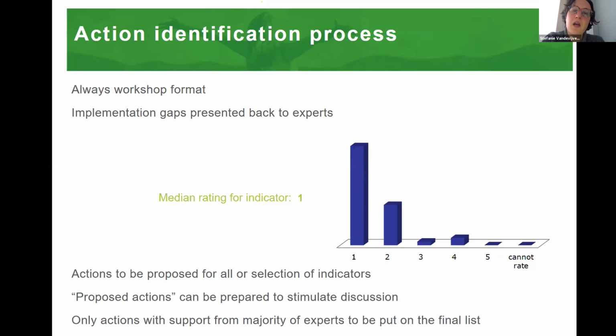The next step is then identification of actions, which is always in a workshop format. This is not online or experts individually. What we ideally want is some good discussion and some kind of consensus of what are the key actions that the expert panel wants to put forward for implementation by the government. And they do use the implementation gaps for that.